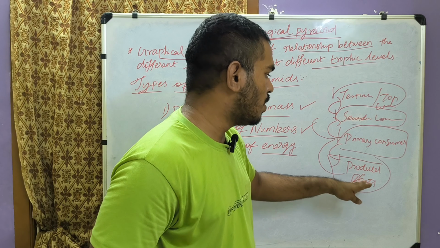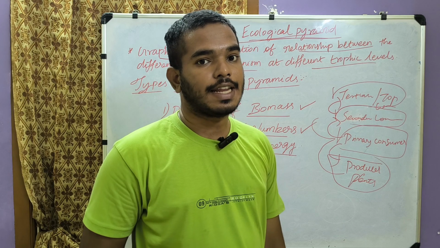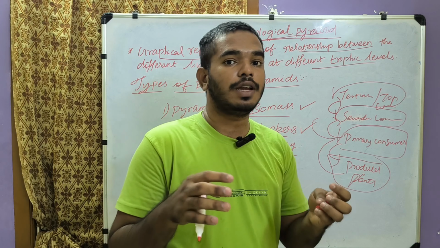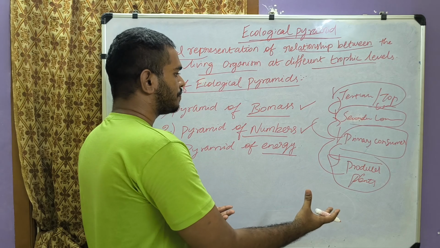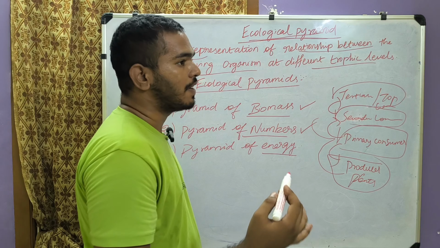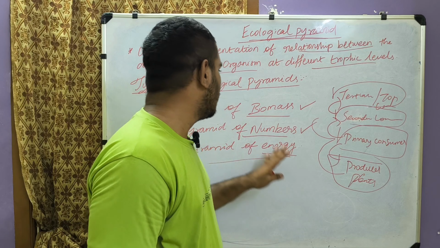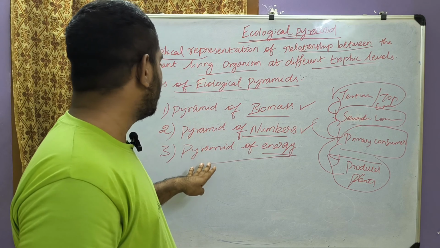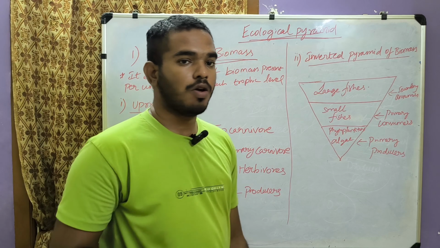We have already seen that from one trophic level to another there is a flow of energy whenever one organism feeds on another organism. This energy flow and its relationship, shown by means of a graphical representation, is known as a pyramid of energy. These are the three major types of ecological pyramids. We are going to see them step by step. First we are going to see the pyramid of biomass.